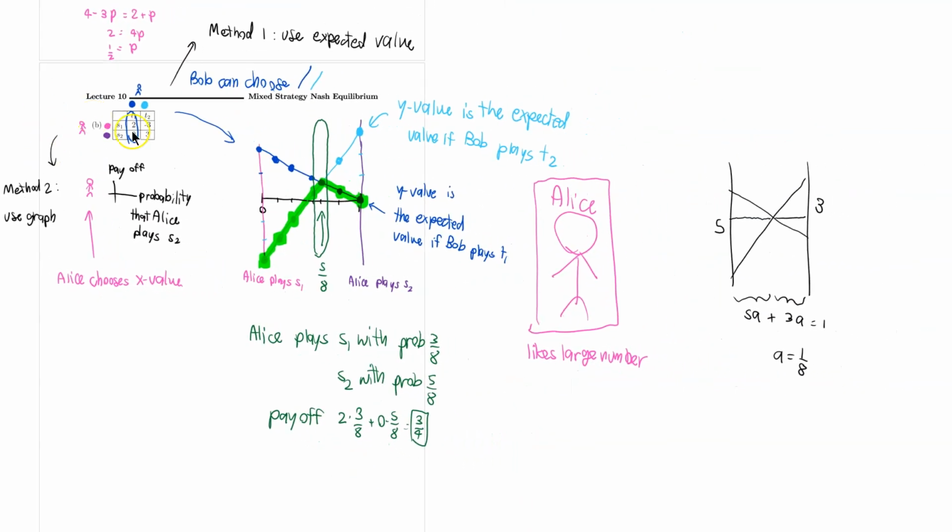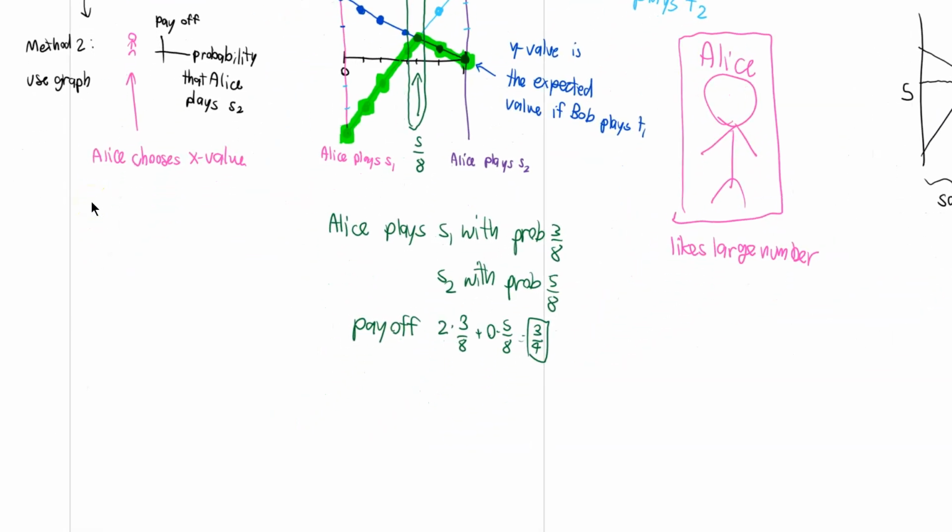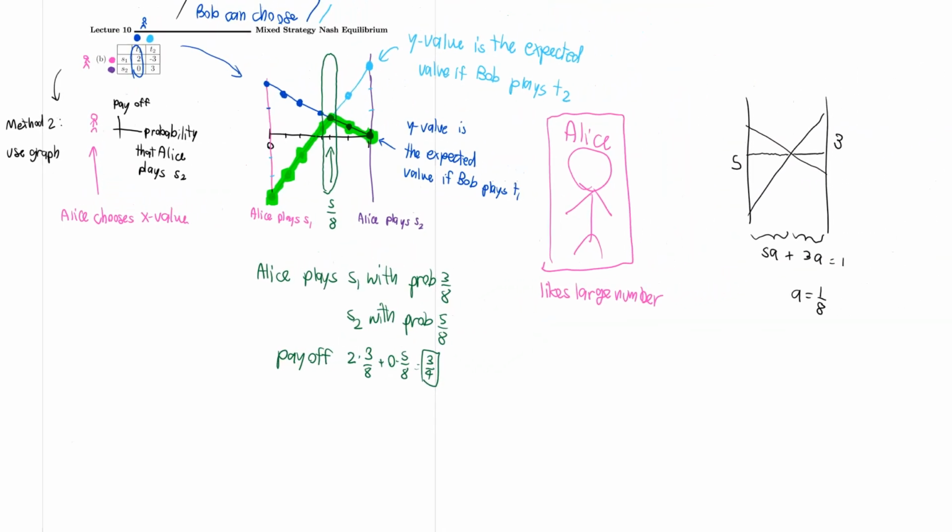So this is Alice's analysis on how she should play the game. Let's do the same thing for Bob. So let me do it a little quickly now. So for Bob, he does the same thing here, but we're going to do it in reverse now, because the probability is going to be between 0 and 1, and this is going to be the probability that Bob plays T2.